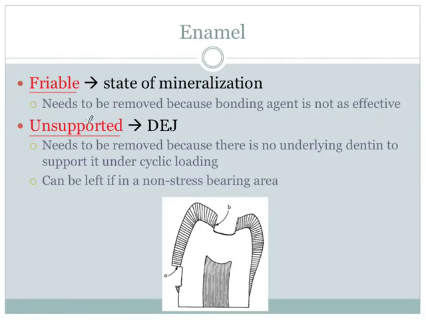Now, unsupported enamel also needs to be removed, but for a different reason. This is talking about its attachment to the underlying DEJ, which stands for dentino-enamel junction. This needs to be removed because there's no underlying dentin support to support it under cyclic loading.